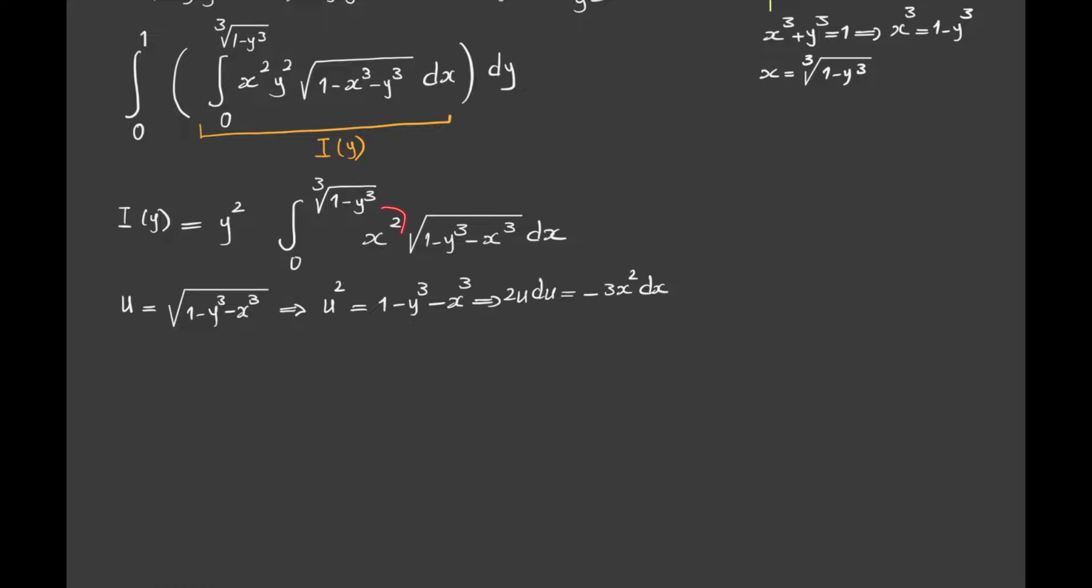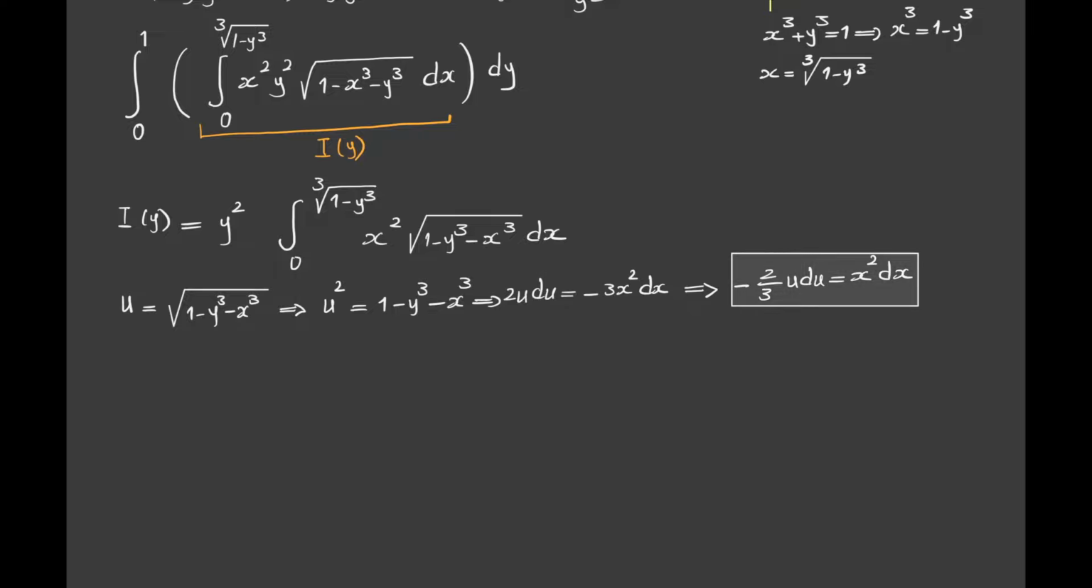But because I have x squared times dx as the combination in my integrand, this motivates me to make this alone. What I do then is divide everything by minus 3. So I get minus 2 over 3 u du, and on the right hand side I will have x squared dx. So let me keep this for the future.